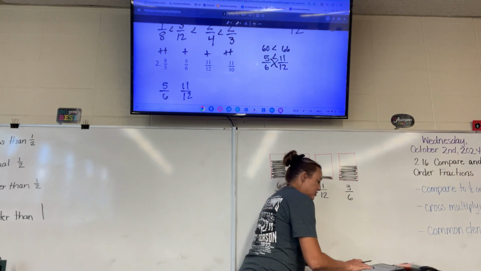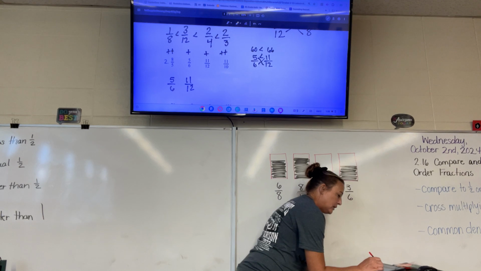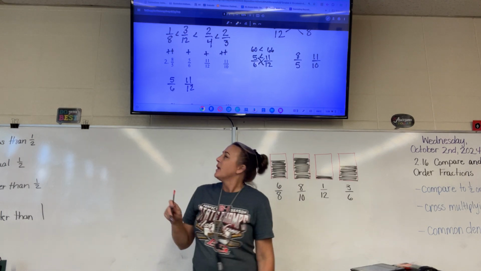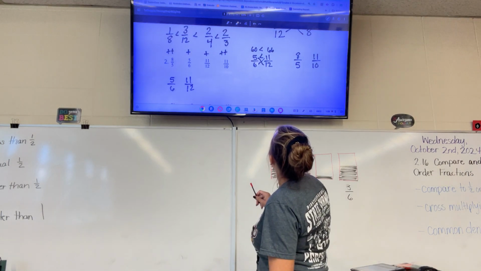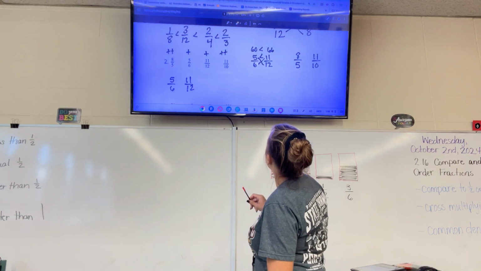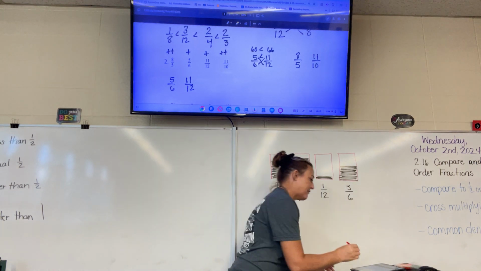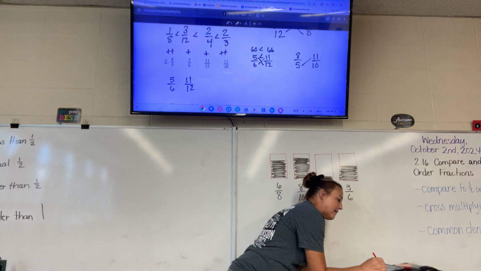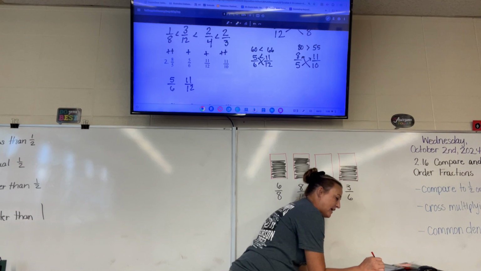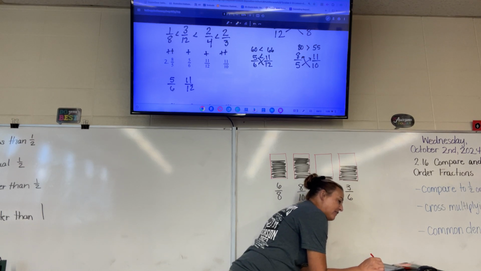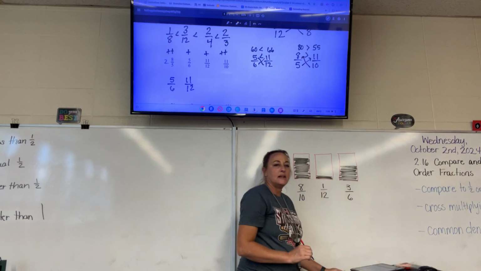Okay, and then to see what goes in third and fourth place, I need to cross multiply the 2 fractions that are bigger than 1 whole. So that's going to be 8/5 and 11/10. Let's go ahead and cross multiply for this one. 5 times 11, 55, and 10 times 8, 80. 80 is bigger than 55. So 8/5 is bigger than 11/10.